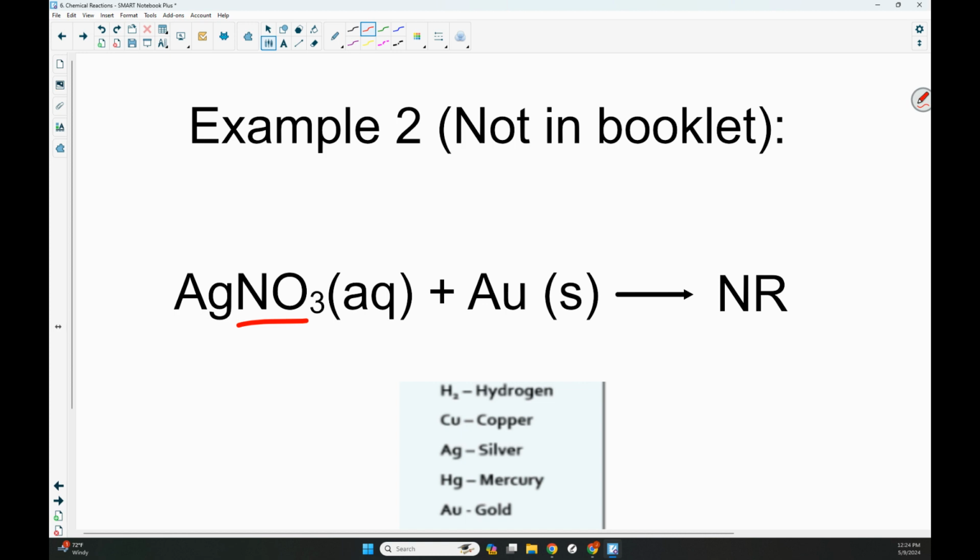They just sit there. No bubbles form. No heat is released. No new smells. No new colors. No chemical reaction is going to happen when you mix these two, because no one wants to be with gold. All right. Any questions about that?